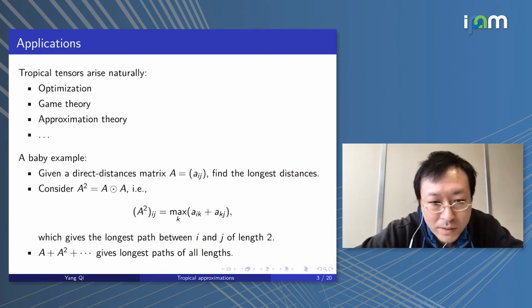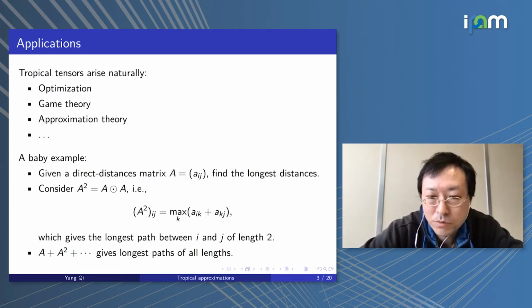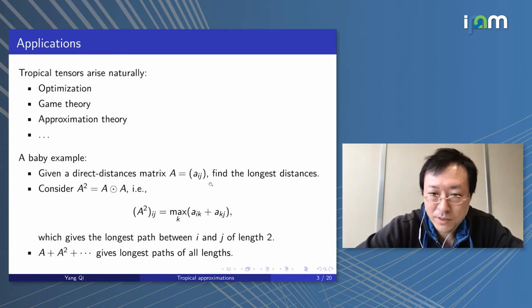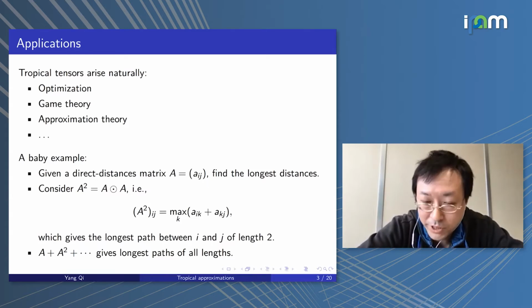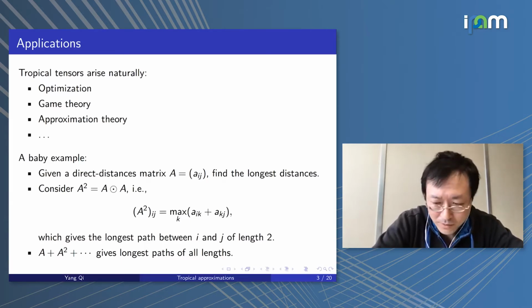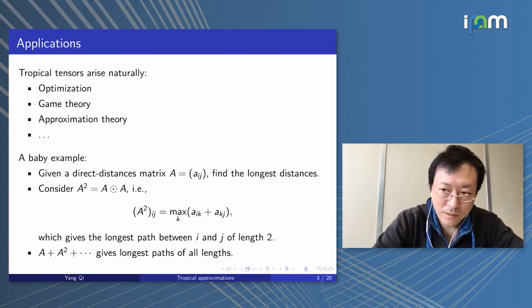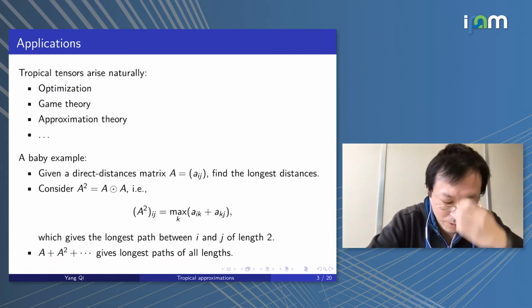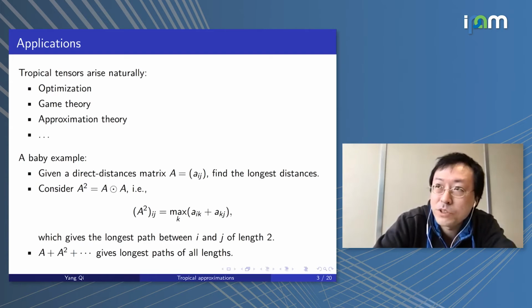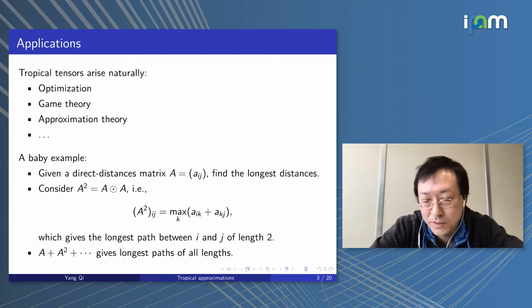Suppose we are given a direct distance matrix A, and we want to find the longest distance. By a direct distance matrix, we mean each entry Aij gives us the distance from node I to node J. For example, let's say the distance from Paris to LA is an 11 hour flight. But if we want to make one connection, we have several choices. If we make a connection at Chicago, then the distance is the distance from Paris to Chicago, maybe 8 hours, plus from Chicago to LA, maybe a 4 hour flight. So the distance is 8 plus 4.